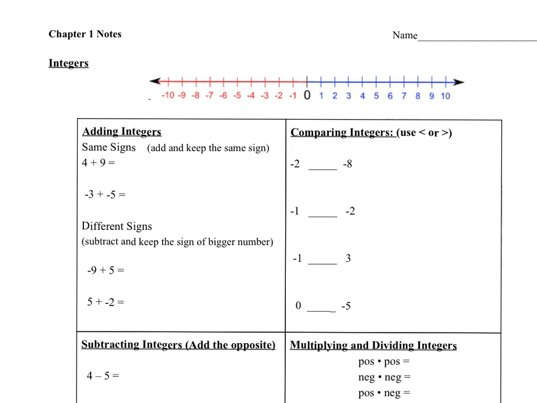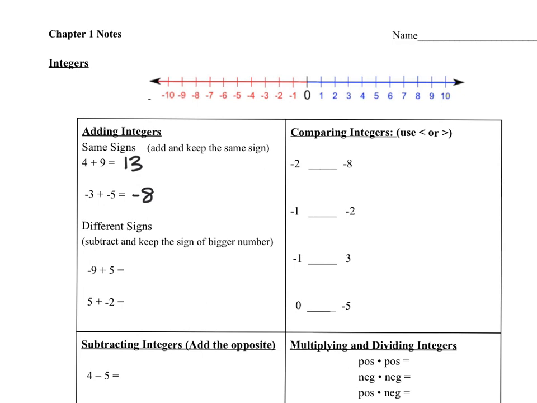When we're adding integers together, if they have the same sign, we simply add them together and keep the same sign. So 4 plus 9 ends up being positive 13. And it's positive because the 4 and the 9 are both positive, and when you add two positives together, you're going to end up with a positive answer. On the second example, negative 3 plus negative 5, since I'm adding two negative numbers together, the answer is going to be negative as well. Same idea. If you're adding two numbers with the same sign, that sign is going to stay in the answer.